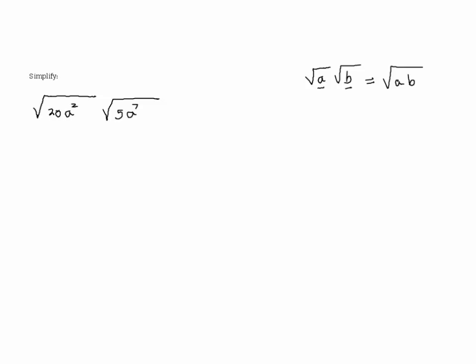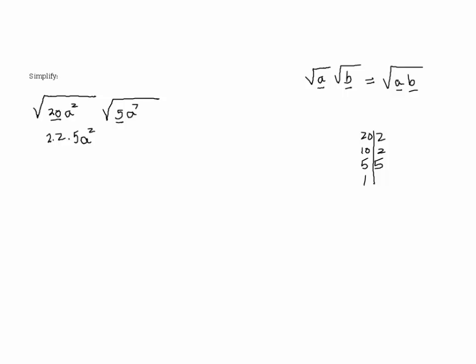Simplify square root of 20a squared times square root of 5a to the power of 7. Remember, square root of ab, where a and b are positive, is square root of a times square root of b. You can break 20 into its prime numbers. Half of 20 is 10, half of 10 is 5, so 20 is the same as 2 times 2 times 5. So we're going to replace 20 with 2 times 2 times 5.